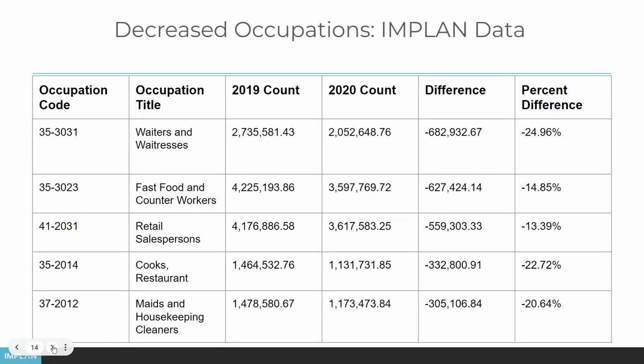So to start, let's look at the number of jobs lost just by sheer number when comparing national data between years. Occupation code 353031, waiters and waitresses, saw a decrease of almost 683,000 jobs between these 2 years and account for just around a 25% decrease. The next highest job count loss were for fast food and counter workers, retail salespersons, cooks in restaurants, and maids and housekeeping cleaners. Each of these losses represent a pretty substantial change by percent in the workforce as well.